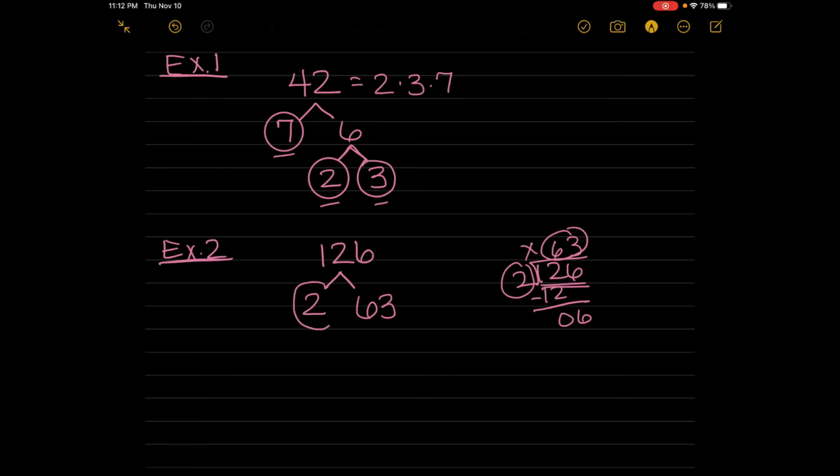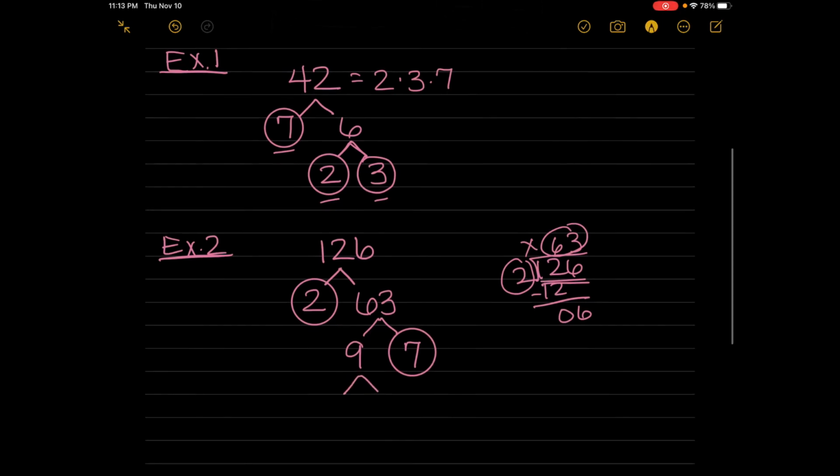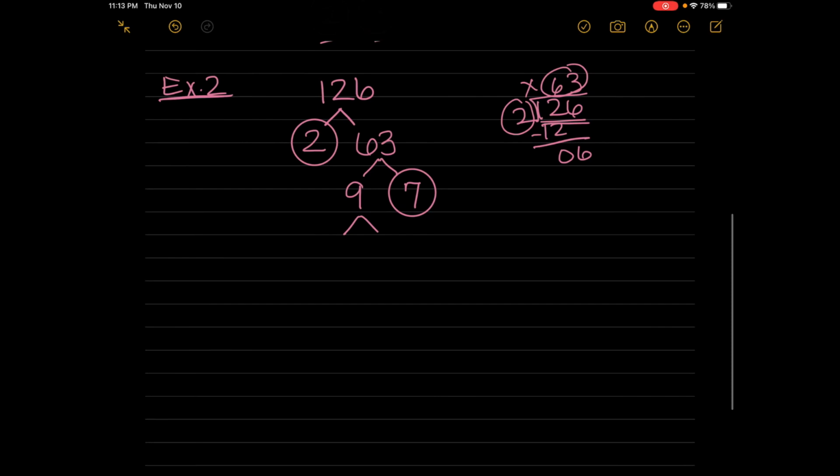Okay, so 2 is prime, so I'm going to circle it. And 63 can keep being multiplied. So 63 would be 9 times 7. If you don't know what it is, find it on your multiplication chart and look up and then look to the left, and you'll see the two numbers. Okay, 7 is prime, so I'm going to circle it. 9 is not, so I need 2 more numbers. So the 2 more numbers for 9 are 3 and 3. Those are both prime, so I'm going to circle them.